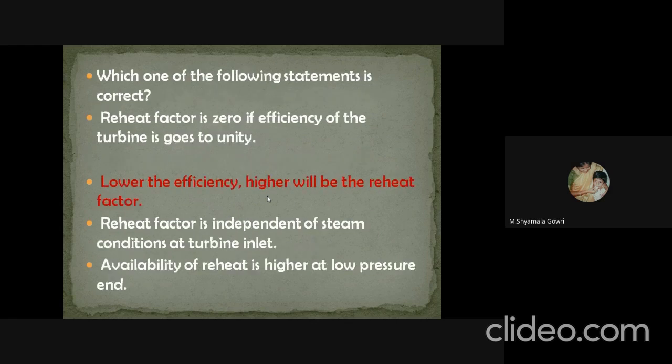Which of the following statements is right? Reheat factor is 0 if the efficiency of the turbine goes to infinity. Lower the efficiency, higher will be the reheat factor, and reheat factor is independent of steam condition at turbine inlet. Availability of reheat is higher at the low pressure end. In that, the correct one is: lower the efficiency, higher will be the reheat factor. This is the correct answer.